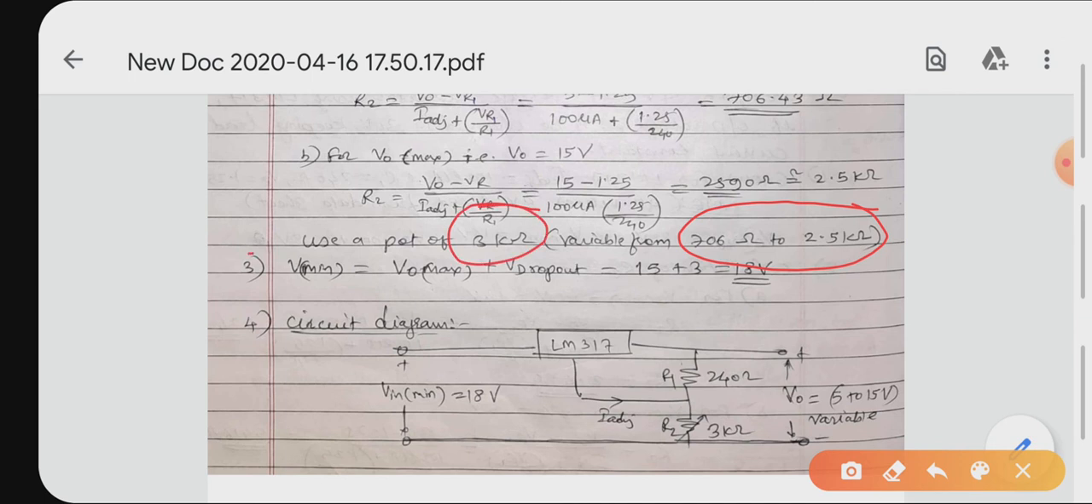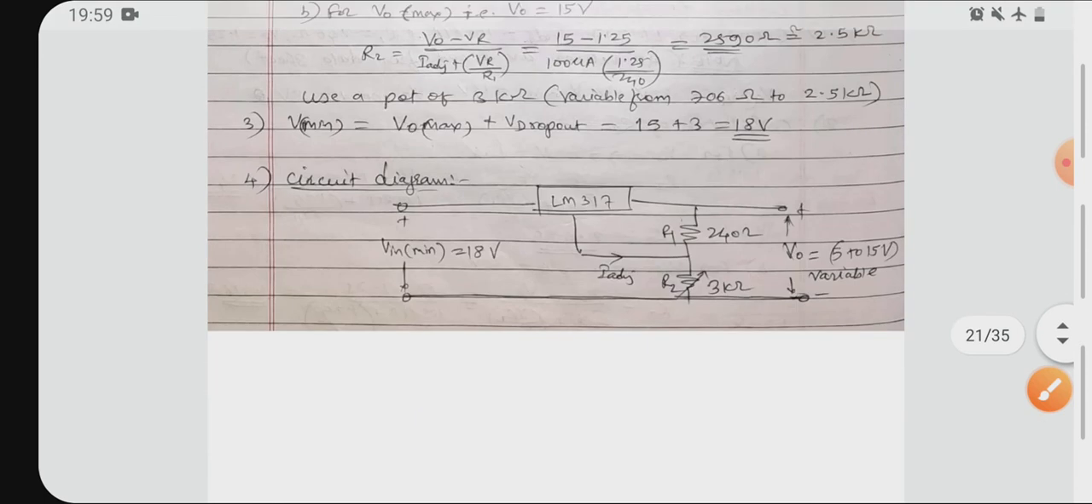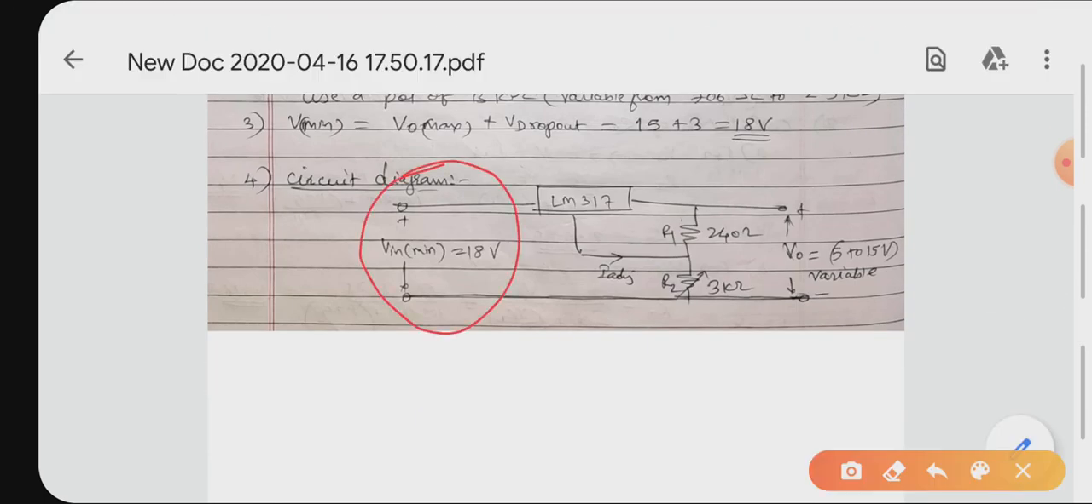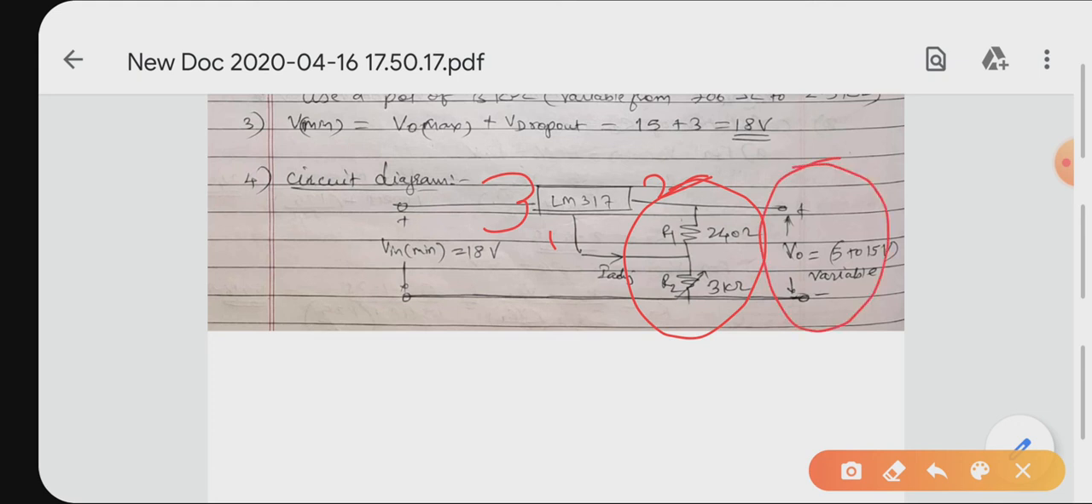V in min, the minimum input voltage, is VO max plus the dropout voltage, a constant 3 volt, so you will get 18 volt. Finally, you should draw the circuit diagram indicating V in min 18 volt, LM317 with pin numbers. Pin numbers should be written: 3 input, 1 variable I adjust terminal and 2 output. It should be written in the circuit diagram. Then the values of R1 and R2. R1 is a fixed value of 240 ohm. R2 you have calculated as 3 kilo ohm variable resistor, and the output voltage will vary from 5 to 15 volt.